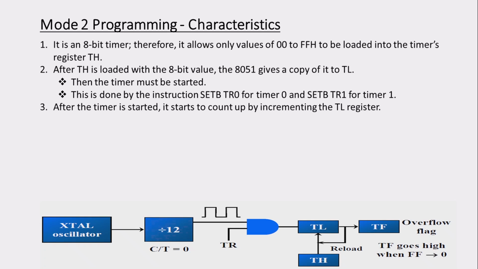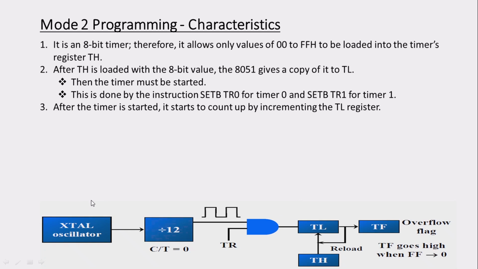After the timer is started, the TL register starts incrementing, and again you need to observe here that the crystal oscillator frequency of the microcontroller is being divided by 12. Whatever frequency we get after dividing it by 12 is given to this particular TL register. So suppose you have 11.0592 megahertz as your crystal oscillator frequency.